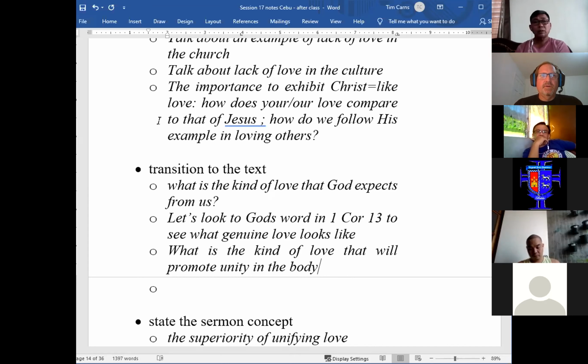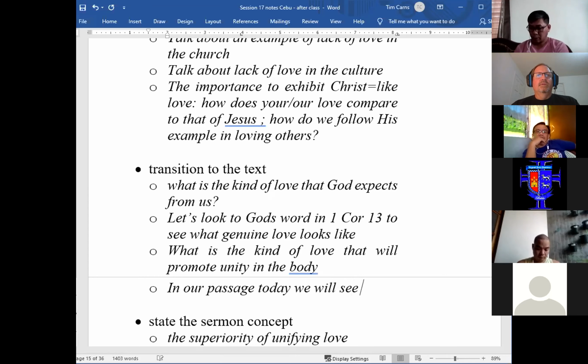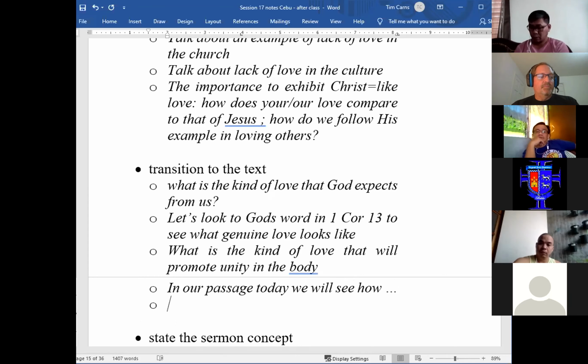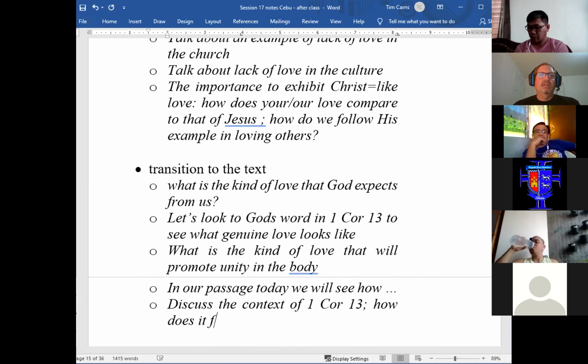Any other ideas of how to transition to the text? Statements you might make. Yeah, in our passage today, we will see how, and so on and so forth. You could also, at this point, do a brief summary or discuss the context of 1 Corinthians 13. How does it fit in the letter? It's directly tied into the purpose of the letter.